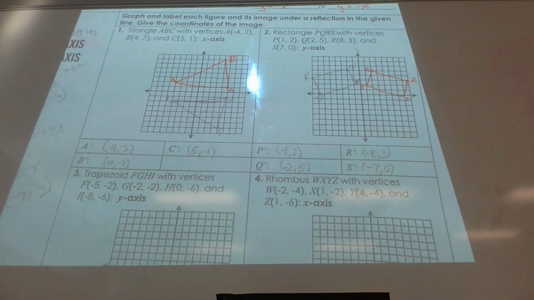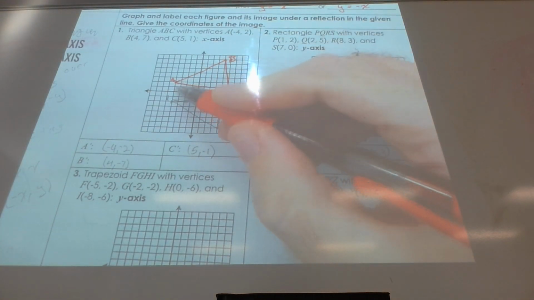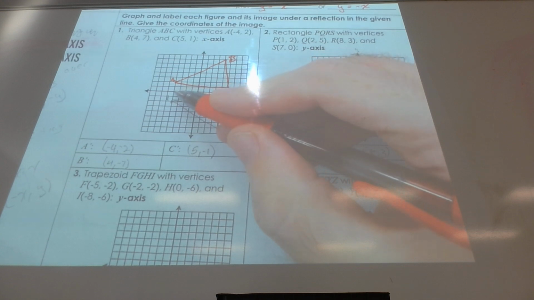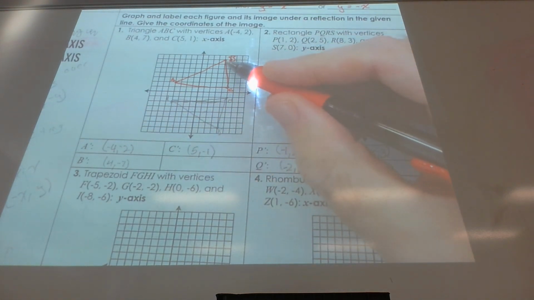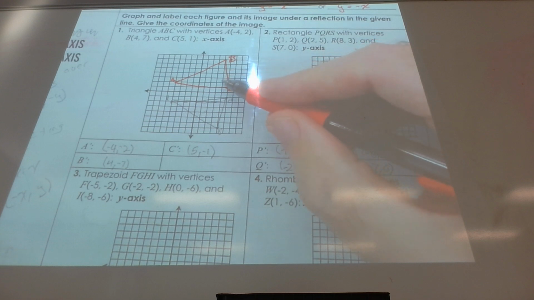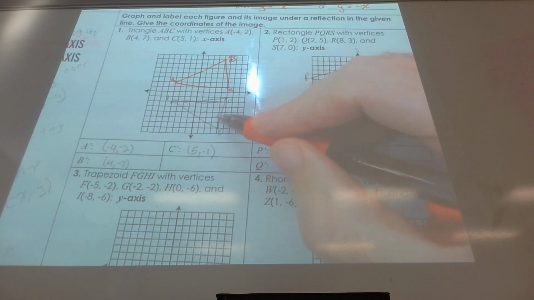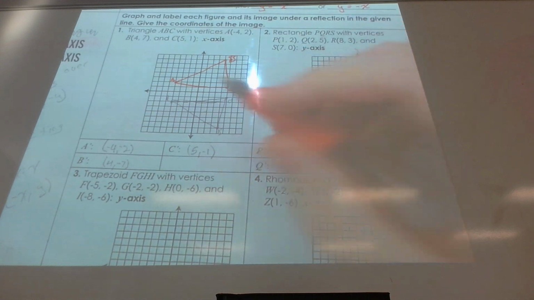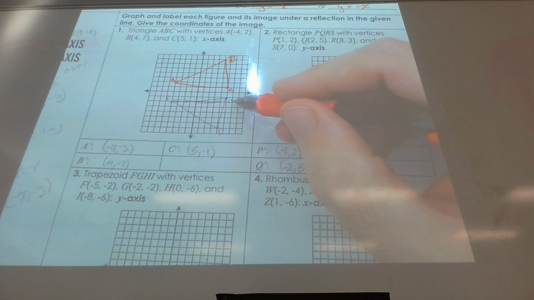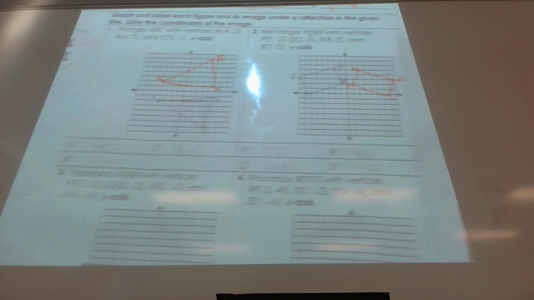So the way this works is the x-axis is here, so you go 1, 2, then so it's got to be the same distance away from the x-axis, so 1, 2. You count how far down, so 1, 2, 3, 4, 5, 6, 7, so it's going to be 1, 2, 3, 4, 5, 6, 7. 1, so 1. Connect the dots and label the points. A prime, B prime, C prime. Okay.